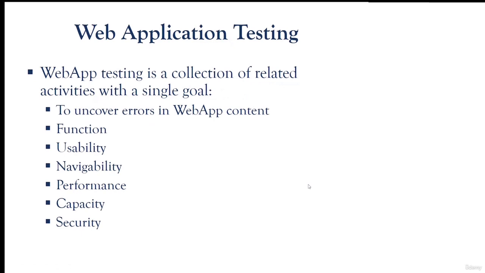Web testing: the question raised here is, how do you need to test now? Web application testing is a collection of related activities with a single goal. You need to uncover errors in web application content and functionality, and check the usability, like whether the website is user friendly or not. You need to validate the navigability: if you are navigating from one page to another, the site should work without sending any error, and I can see the expected pages.